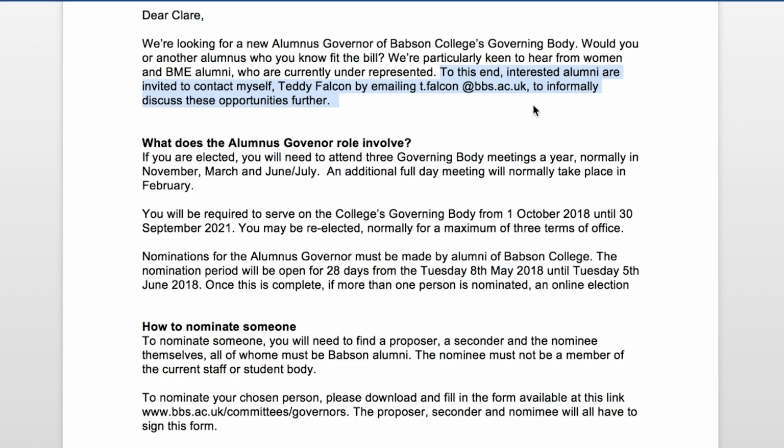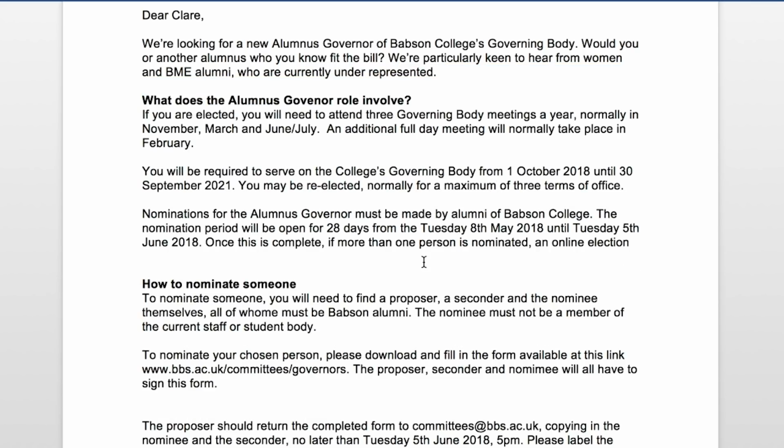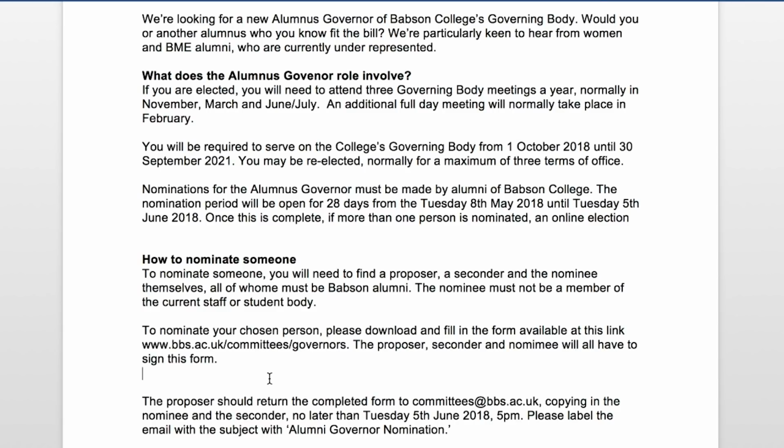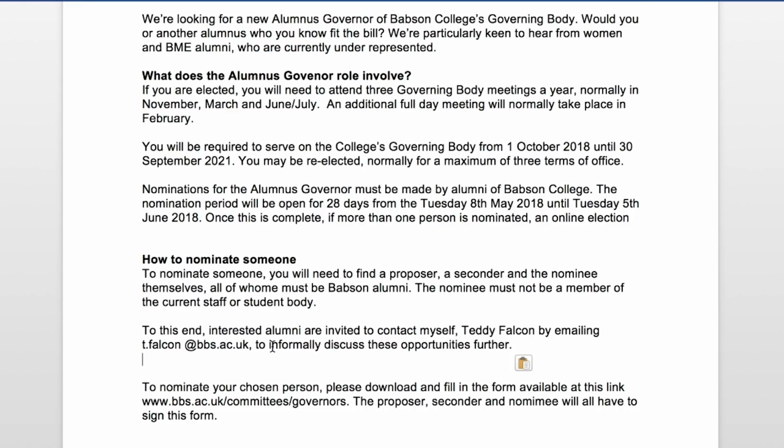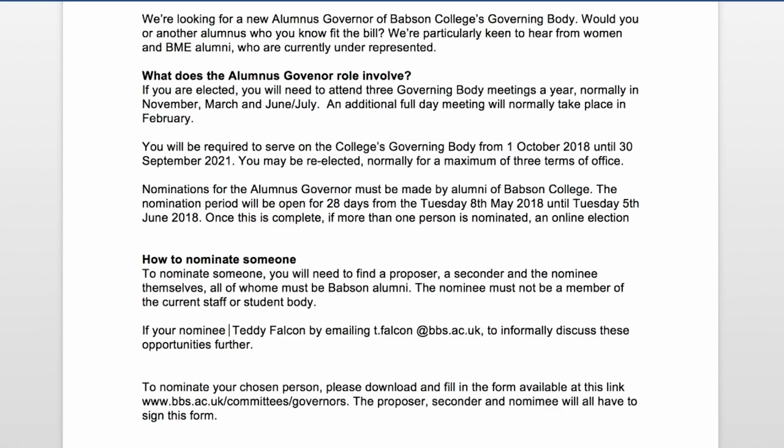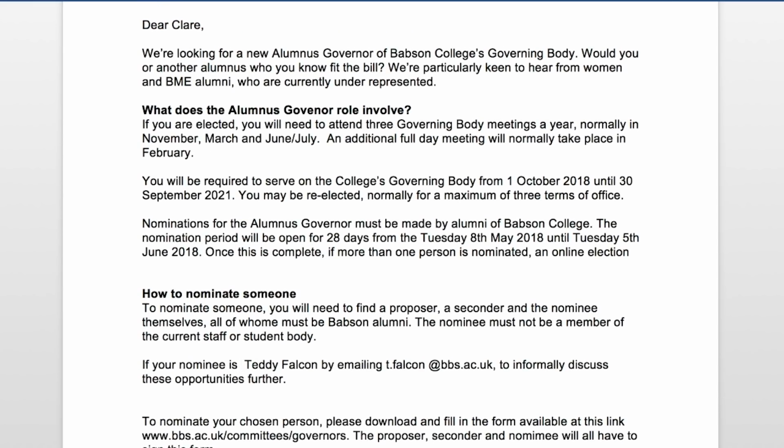Now, let's go back to this bit about BME alumni who are currently underrepresented. I think maybe that goes down here, because it's really to do with the process of nomination. If your nominee is female or BME, I don't know if that's how that should be presented, but if your nominee is one of these people that we're looking to promote, please feel free to get in touch with Teddy Falcon.